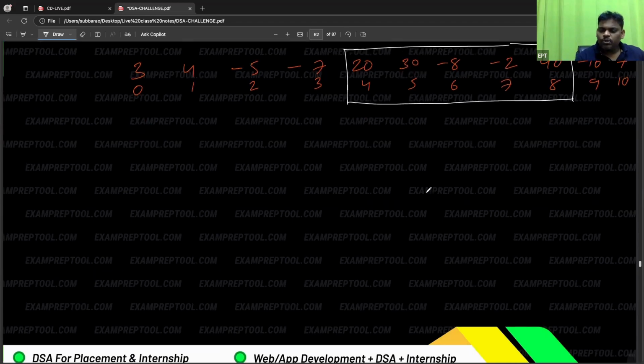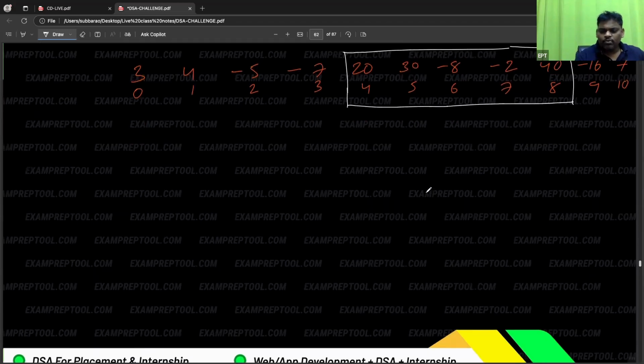So to solve this problem, very simple. One scan only. To solve this problem, I will take two variables. The first one is going to be every time sum. Next one, best sum, is one more variable. Every time sum is one variable, best sum is one variable.